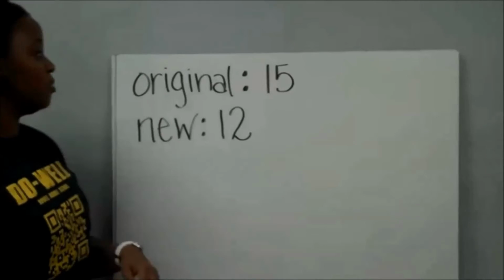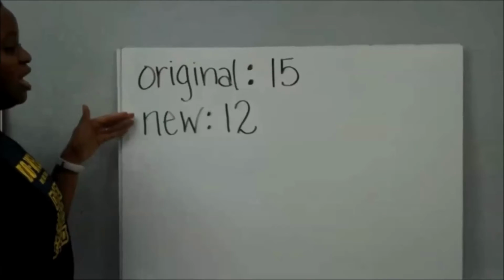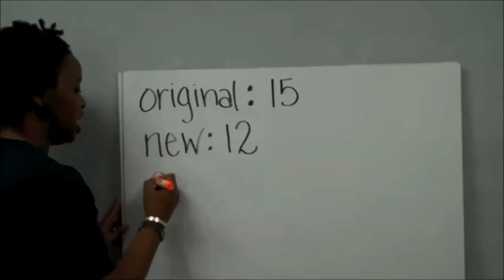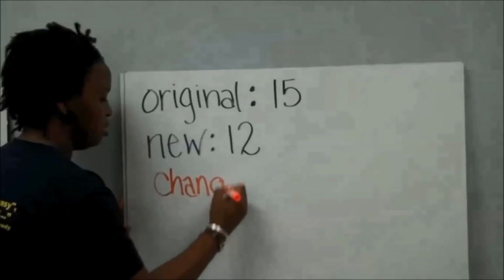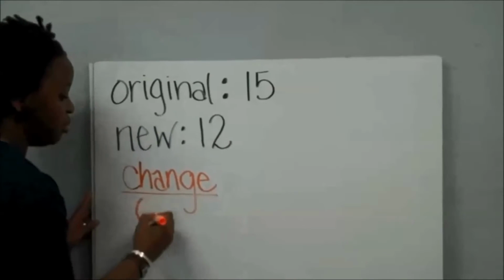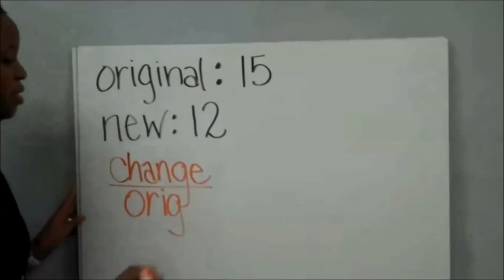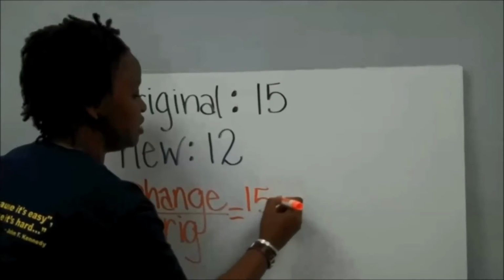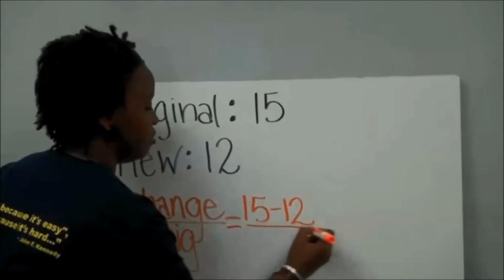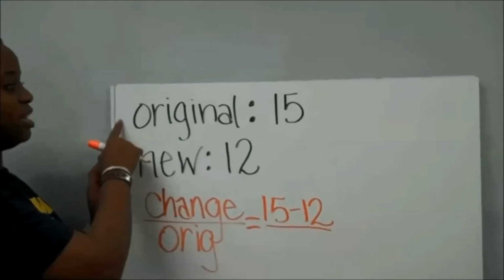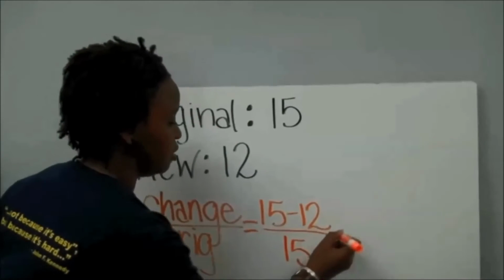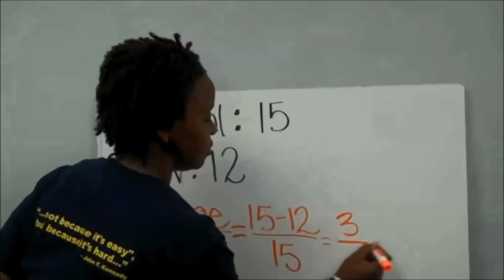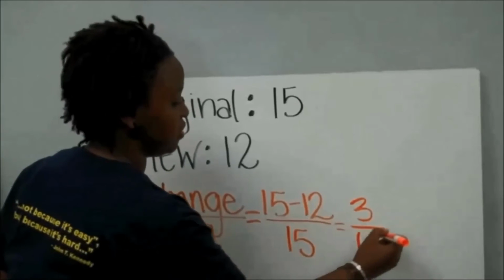Here's our first example. We have an original of 15 and a new of 12. So what we want to do is compare the change in the amount to the original or where it started. Change we can find by subtracting our two amounts. So we're going to do 15 minus 12. And the original obviously here is pretty easy. 15. So this change, 15 minus 12 equals 3. Our original is still the 15.